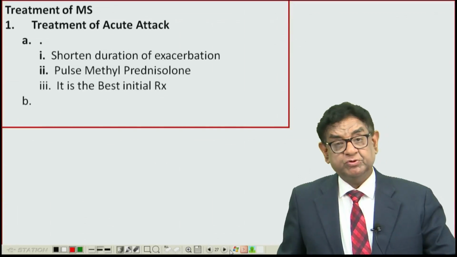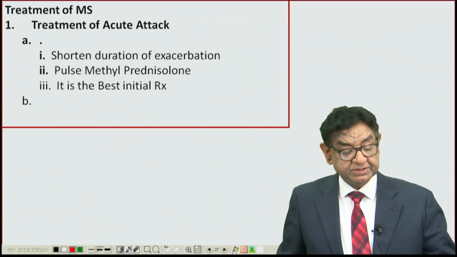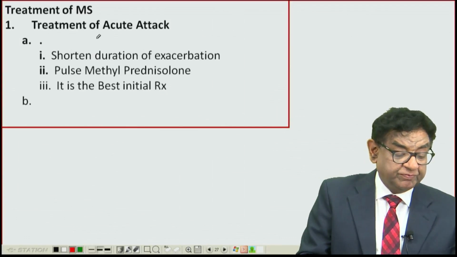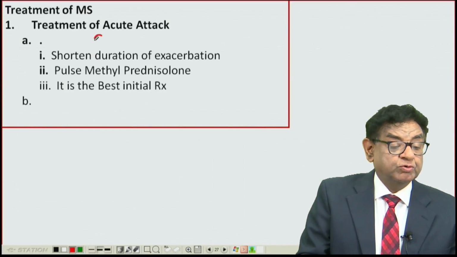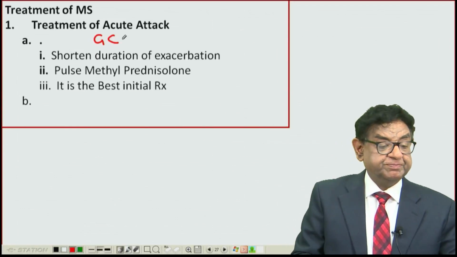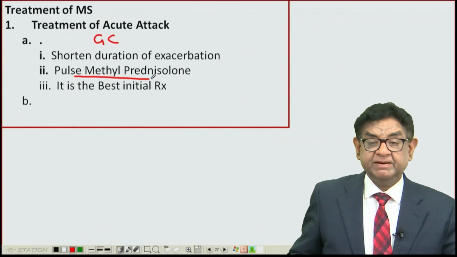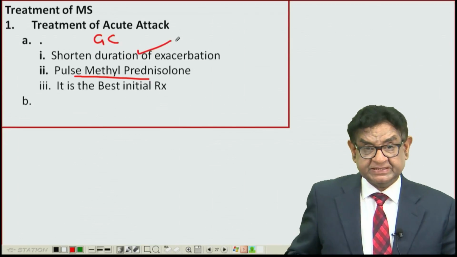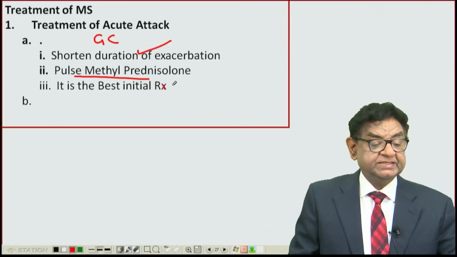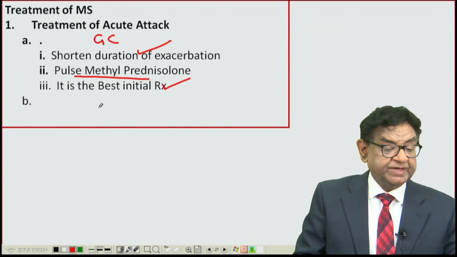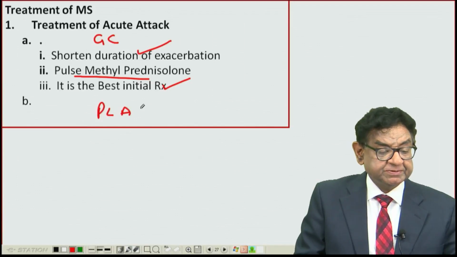Well, how to treat a case of multiple sclerosis? Patient comes with an acute attack. Then the drug of choice is always glucocorticoids. Which drug do we prefer to use? We prefer to use pulse dose of methylprednisolone. Advantage, it shortens the duration of exacerbation, and it is the best initial treatment. What else can we do? We can do plasma exchange.